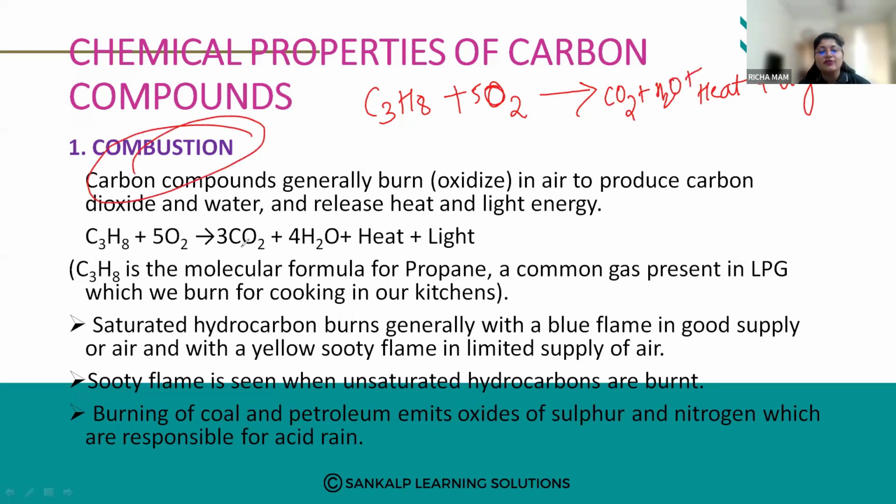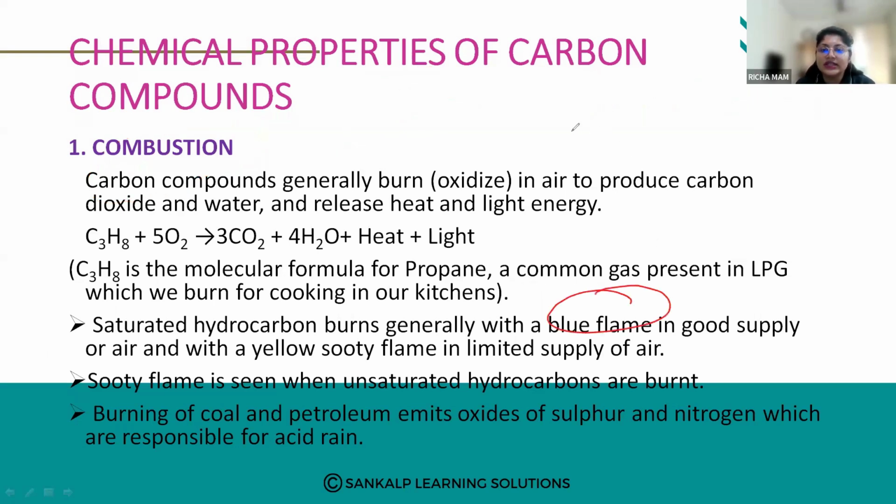So combustion is a process where your carbon compounds generally burn or get oxidized in air, and it produces carbon dioxide and water, and it releases heat and light. Propane is generally used in LPG, and we use LPG for cooking in our kitchens. So saturated hydrocarbons generally burn, and they give you a blue flame. When you see the LPG burning, it will give you a blue flame.